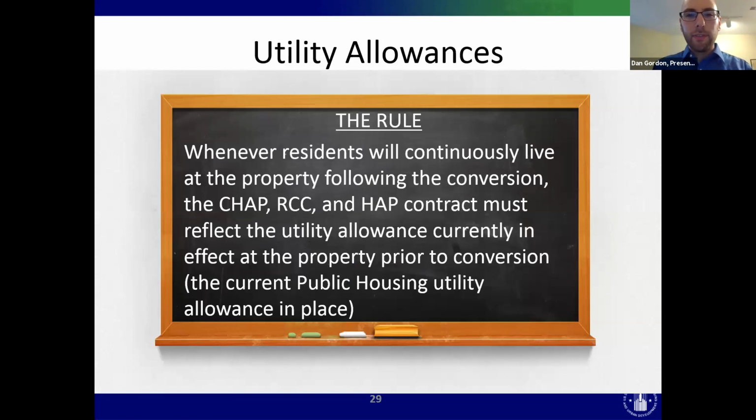We will start off with the rule. Whenever residents will continuously live at the property following conversion, your CHAP, your RCC, and your HAP must reflect the utility allowance currently in effect at the property prior to conversion. So it should have your current public housing utility allowances that are in place at the site. If people will be living there, you're going to close with your public housing utility allowances. Those utility allowances may have changed. When you applied for RAD, it may have been a year or two ago, and you've gotten an updated utility allowance schedule. So make sure you look at your CHAP, take a look at those utility allowances, and make sure that's what they reflect.